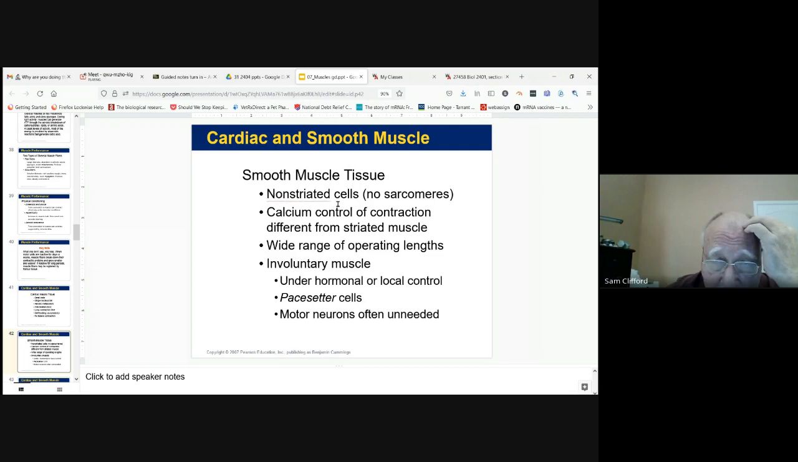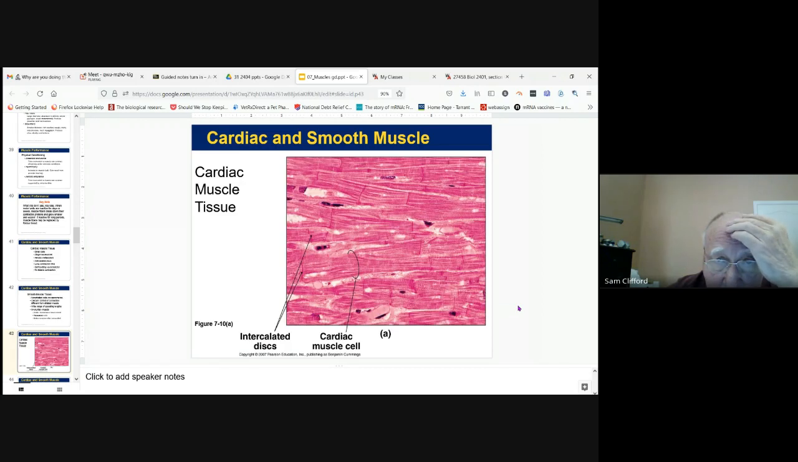But in your blood vessels, in your gut, in your bladder, these automatically contracting short muscle fibers don't have cross striations, so they have no sarcomeres. So they're involuntary. They're under local nerve control or hormonal influence. They have pacesetter cells, and they often don't need motor neurons.